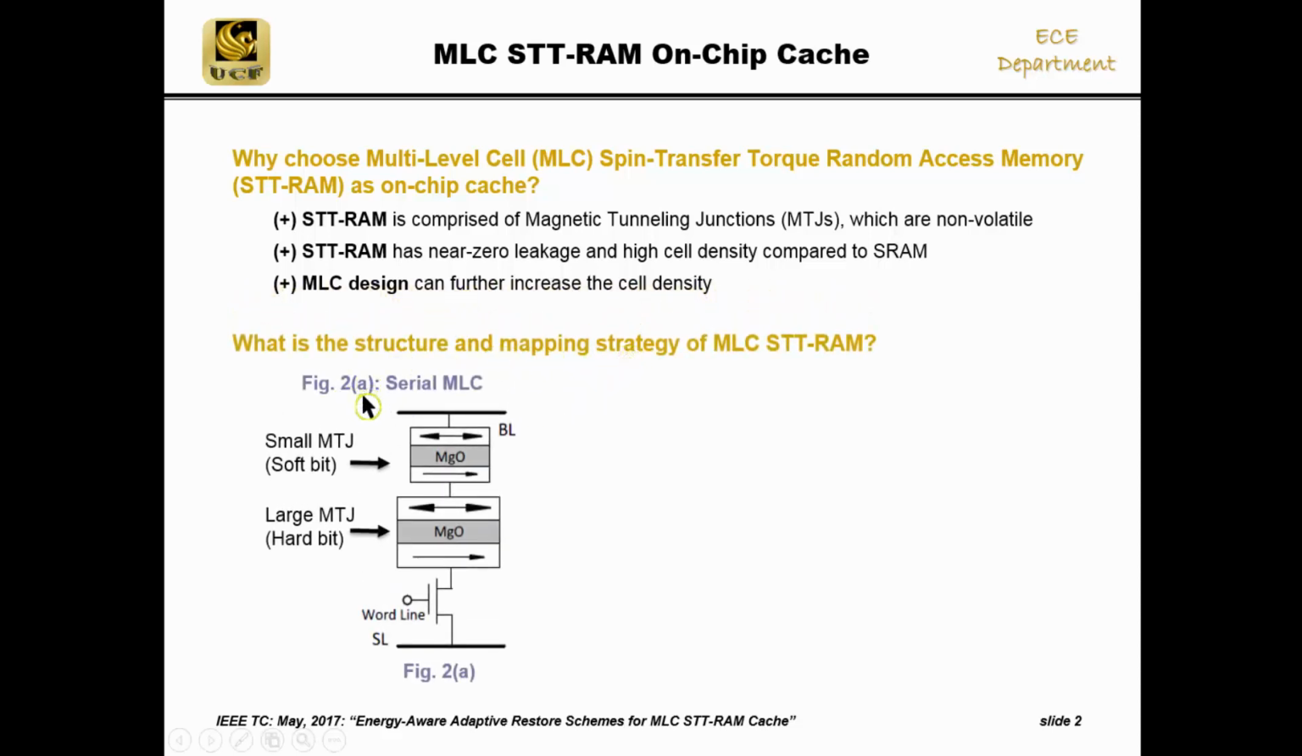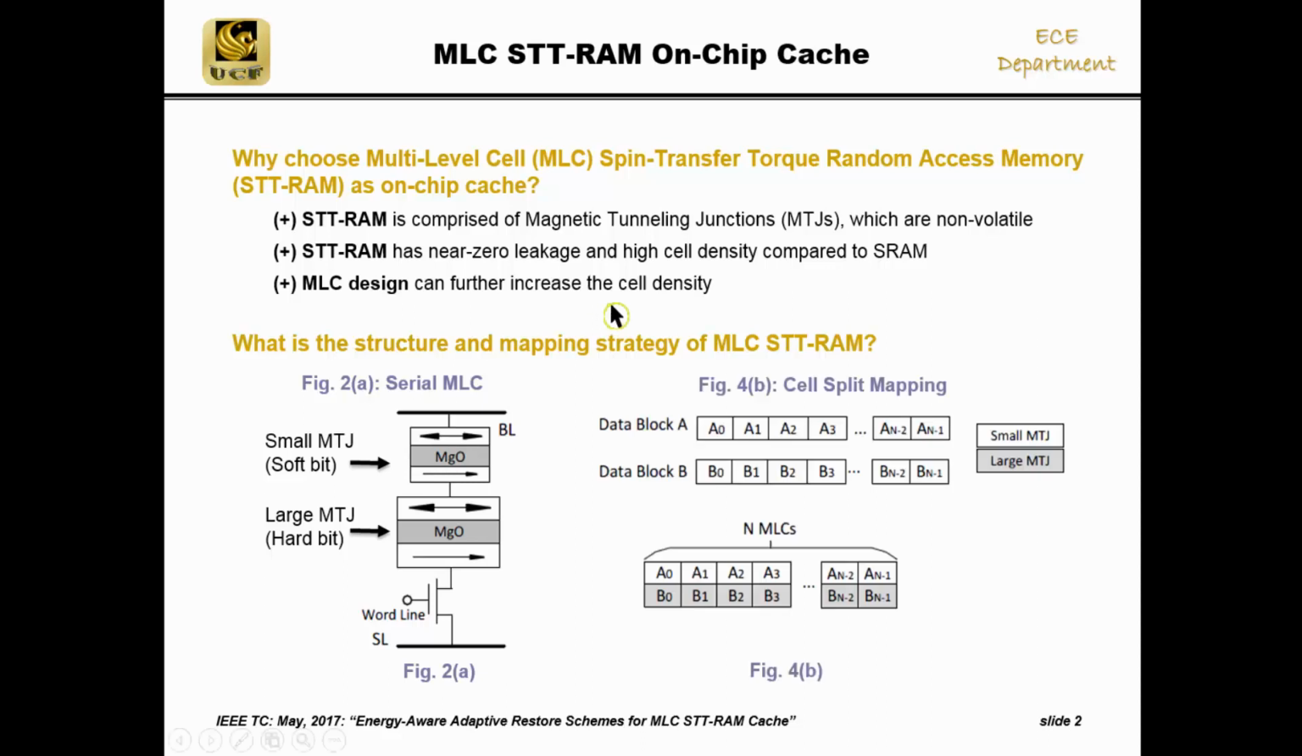Well, using the figure numbers shown in the paper, we have here a serial MLC with a soft bit and hard bit. Smaller area MTJ is the so-called soft bit, and the larger MTJ is the hard bit. The idea is the write energy cost to update the cell may involve multiple write operations, and the corresponding critical current has to be watched to avoid either read disturbance or write disturbance.